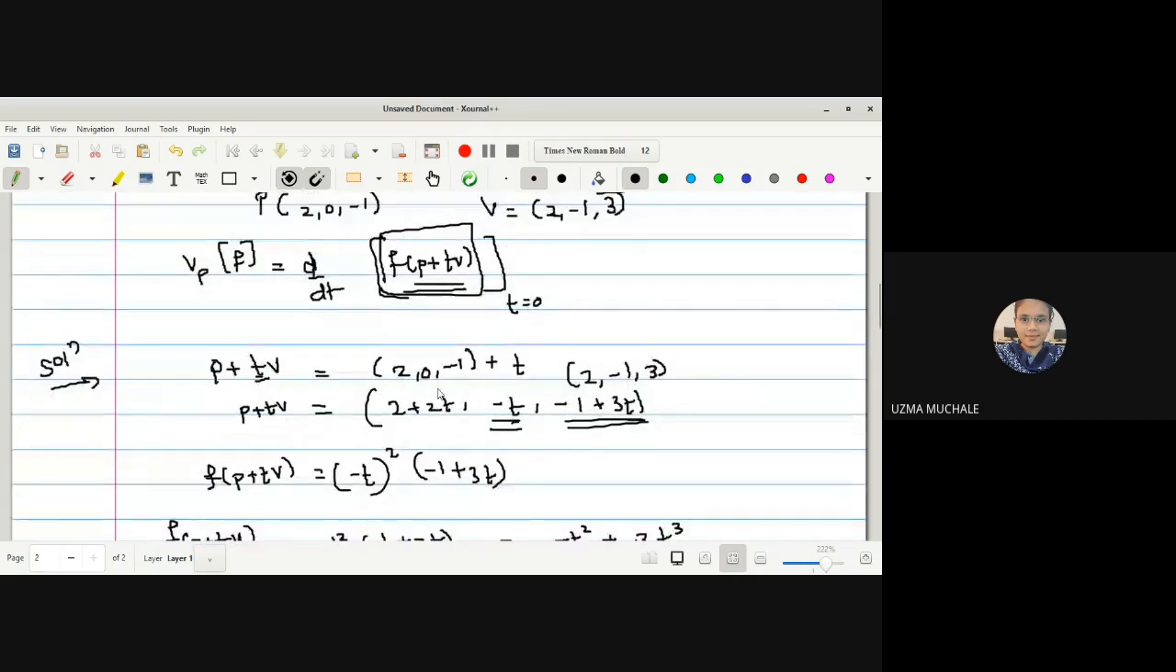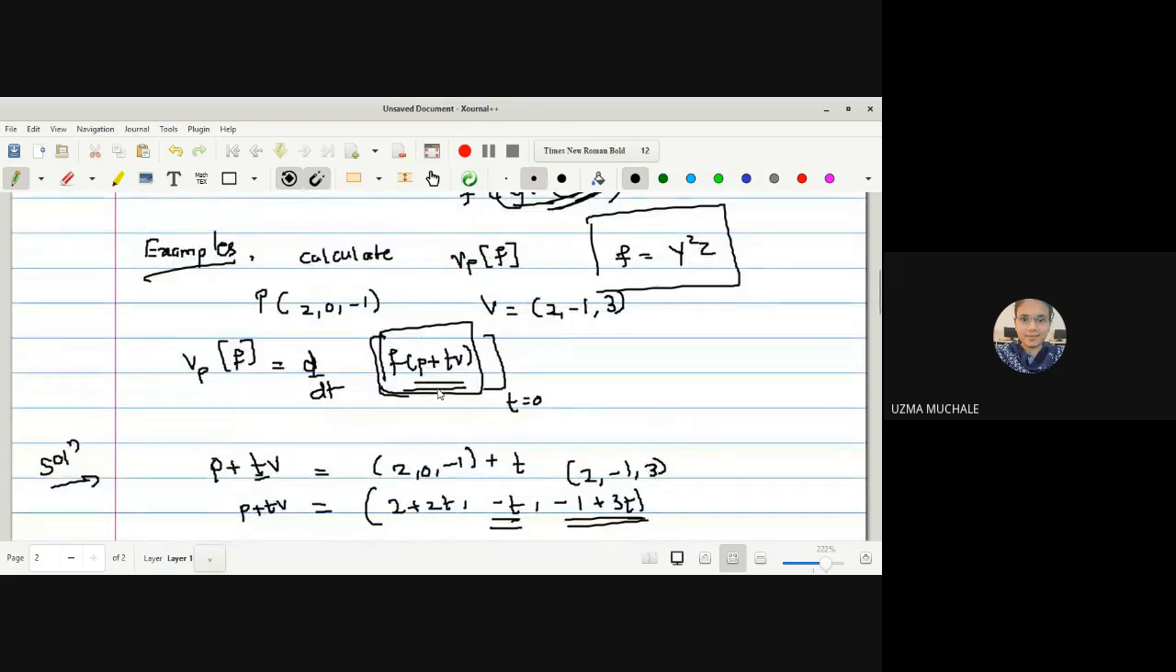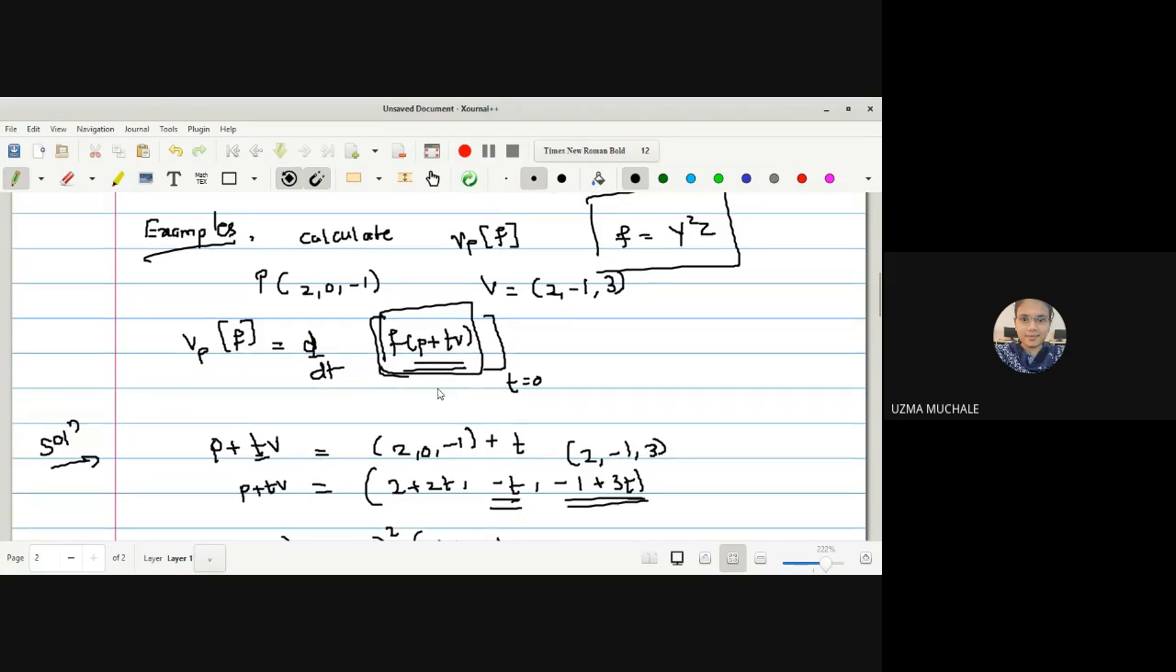Okay, this is the example I have solved for you. What you have to do, the same example you have to write. VPF you have to calculate. F is given to us. F पण same आहे, P पण same आहे, फक्त direction V change केले. Right? VPF चा formula आहे आपल्याकडे. Just now we have seen the definition.